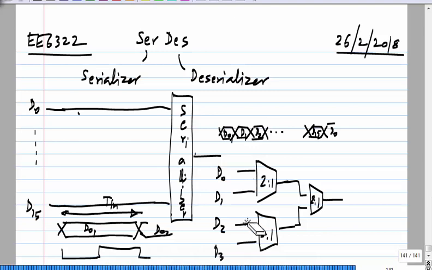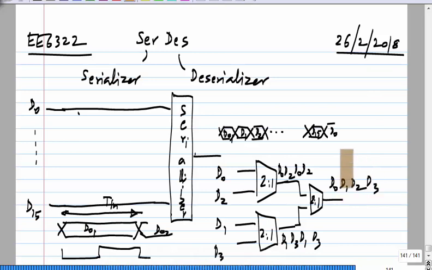Actually, I think to have the order here as D0, D1, D2, D3, this should be D0 and D2, this should be D1 and D3, okay, because this gives you D0, D2, D0, D2 and so on. This gives you D1, D3, D1, D3 and finally, you will get D0, D1, D2, D3, D0, D1, D2, D3. Okay. Is this fine?